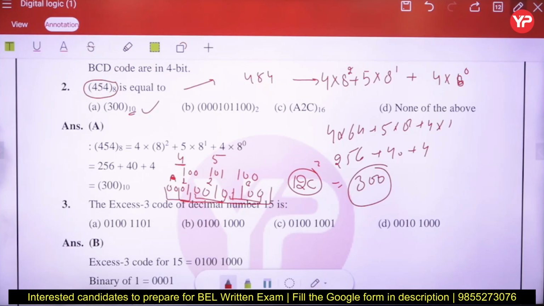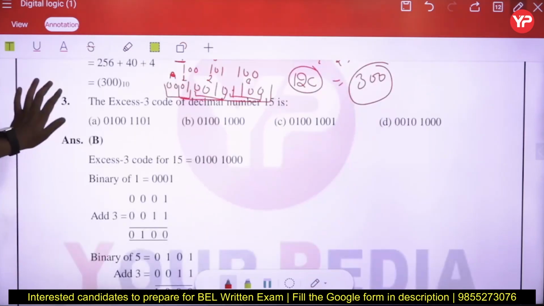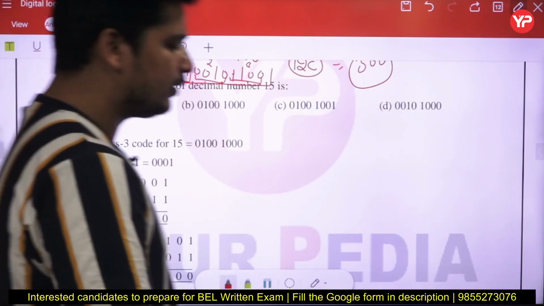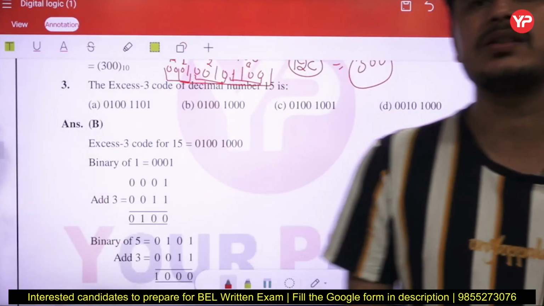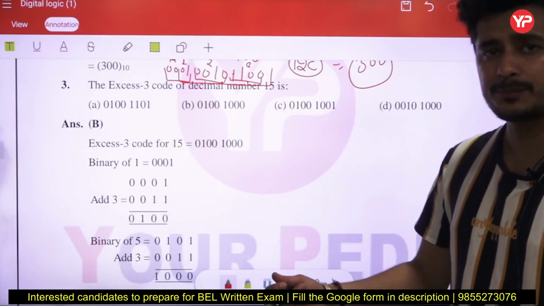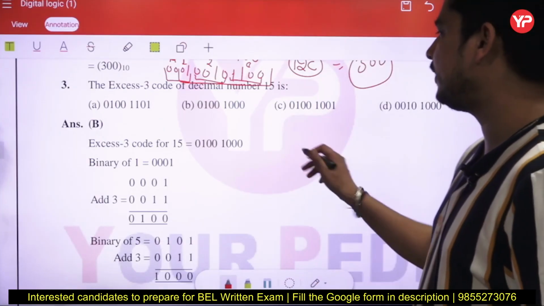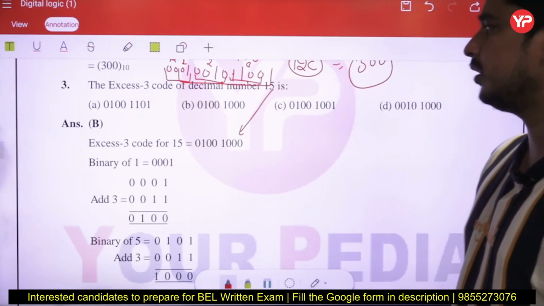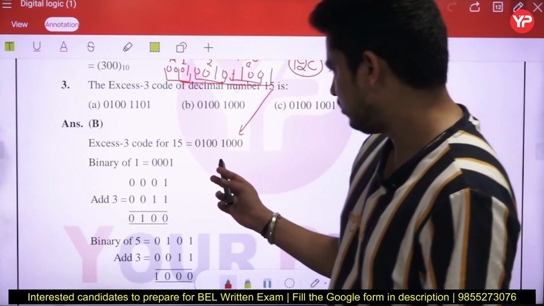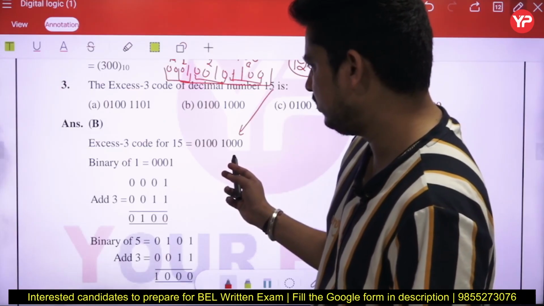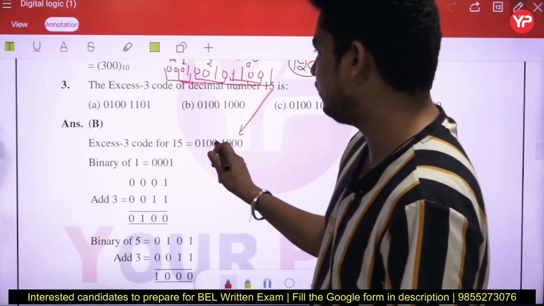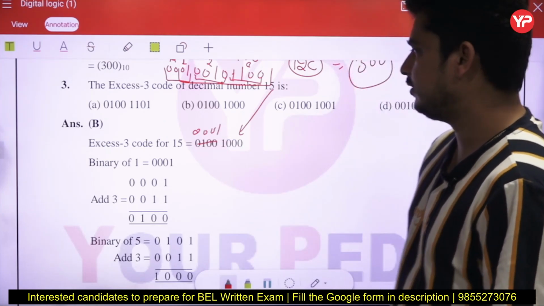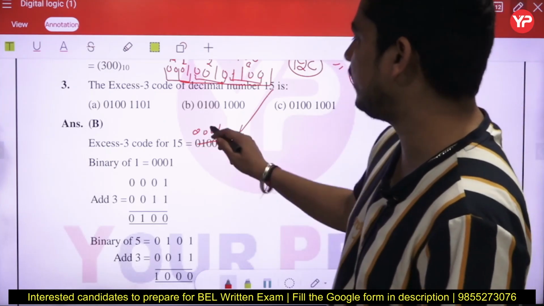So basically what will be the answer? The answer will be A. The excess 3 code of the decimal number 15. Whenever you are writing the excess 3 code of a given number, the excess 3 code is BCD plus 3, right? I'm writing the excess 3 code of 15. So first I have to convert this 15 into a BCD number, right? That is 0001, right?